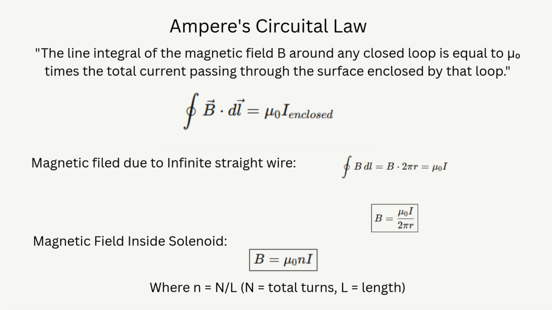The Biot Savart law is about finding magnetic field at a point. Ampere's law is about finding magnetic field due to total current. Ampere's law says that the total magnetic field around a closed loop depends on the current flowing inside it. The formula is derived from the statement that the line integral of the magnetic field B around any closed loop is equal to mu0 times the total current passing through the surface enclosed by that loop. Also, the formula for the magnetic field due to infinite straight wire and magnetic field inside solenoid is found using Ampere's law.